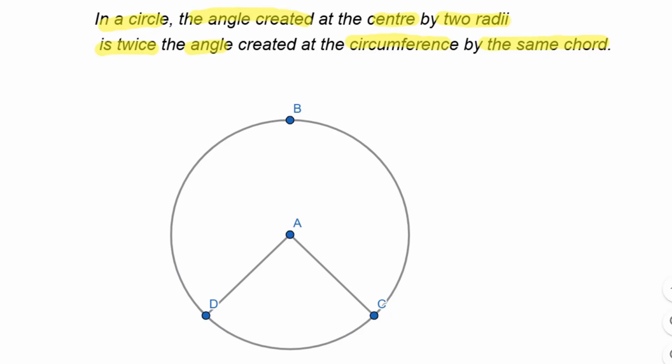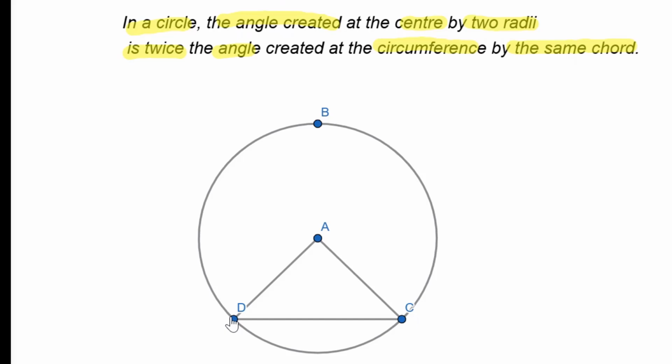Now what is a chord? A chord is any line that touches exactly 2 points on the circumference. Touches how many points? 2 points on the circumference. So it means that we can connect point D and C to form a chord. So line CD or line DC can be described as a chord.